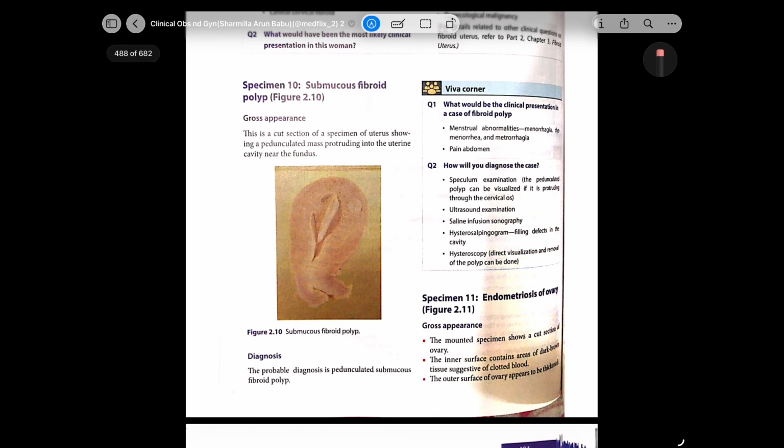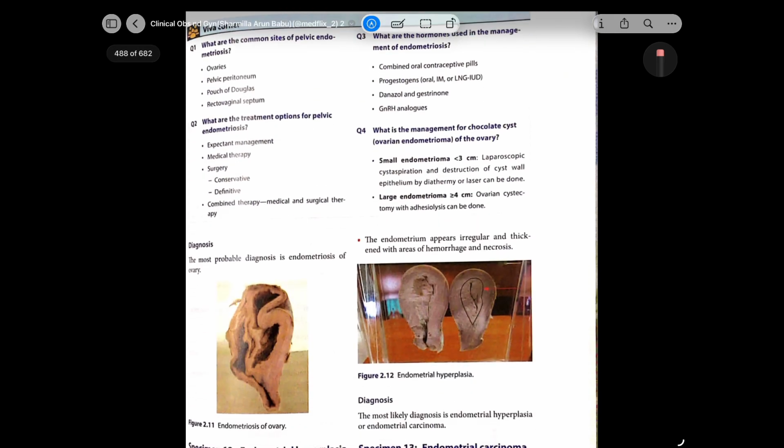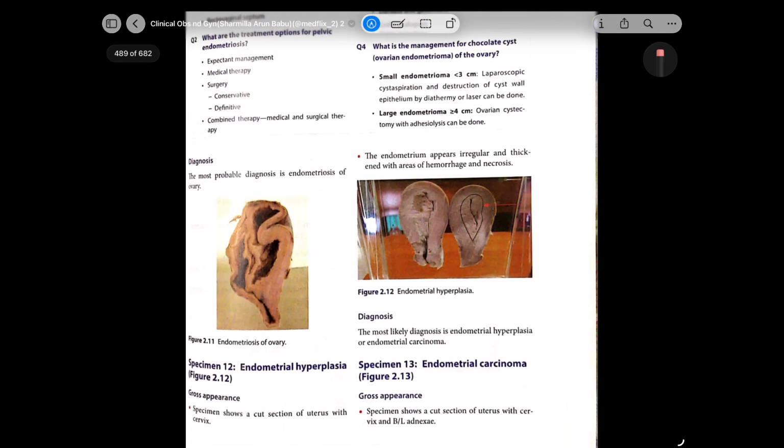What would be the clinical presentation in case of a fibroid polyp? Menstrual abnormalities like menorrhagia, dysmenorrhea, metrorrhagia, pain in abdomen. How will you diagnose this case? Speculum examination: the pedunculated polyp can be visualized if it is protruding through the cervical os. Ultrasound examination, saline infusion sonography, hysterosalpingogram showing filling defects in the cavity, hysteroscopy for direct visualization, and removal of the polyp can be done.